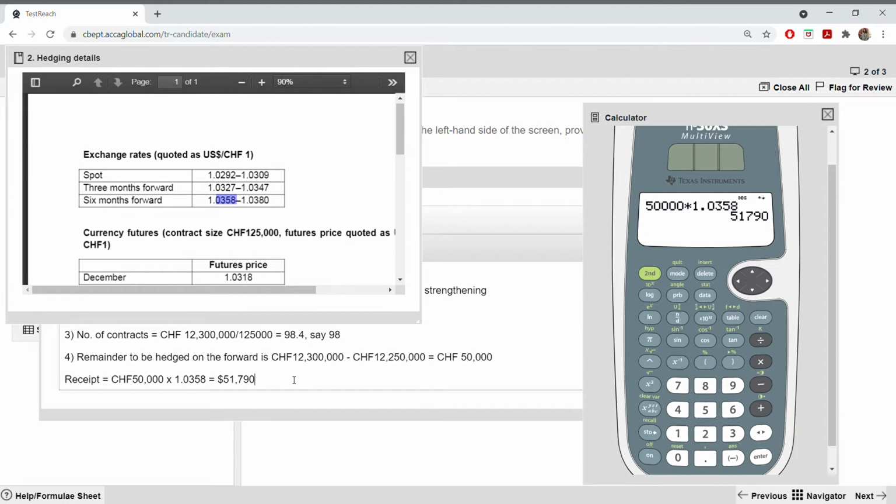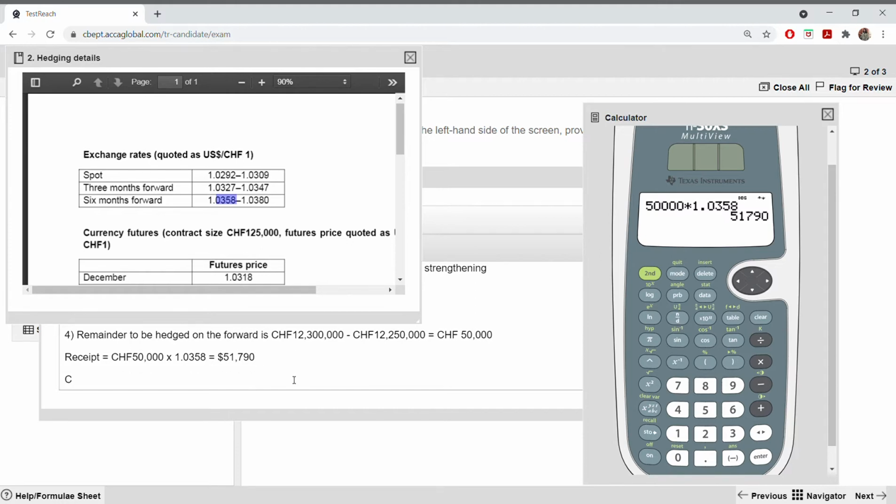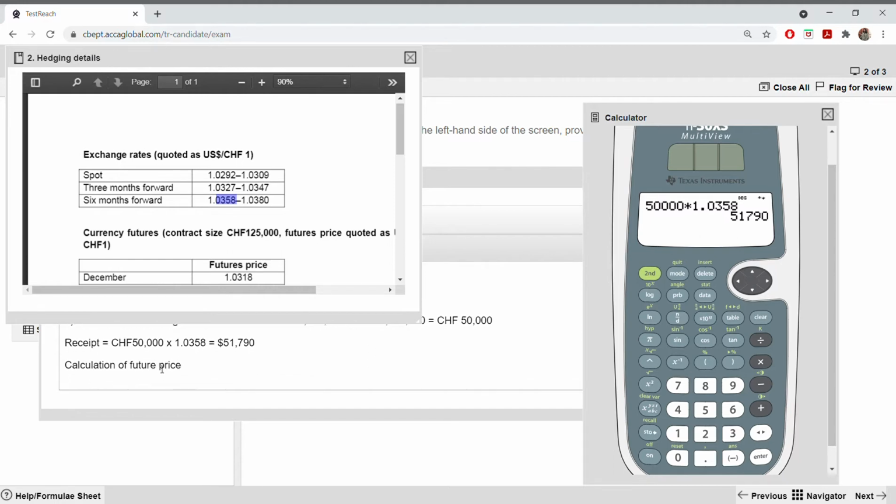Now, what's the next step? The next step is calculation of closing future price. Right? Because if you don't find the closing future price, how will you find the profit or loss in the future? Calculation of future price or closing future price. This I will write in bold because this is the second subheading. We have a lot of working for this.